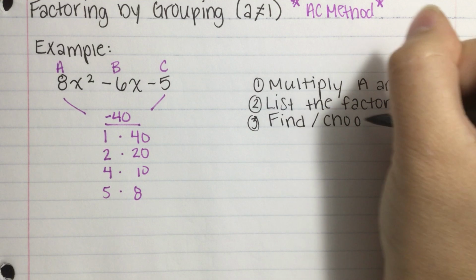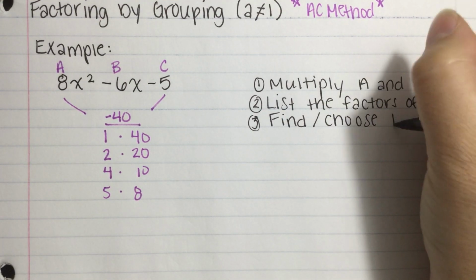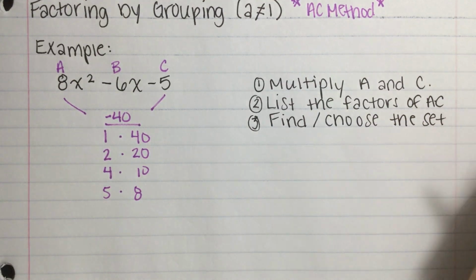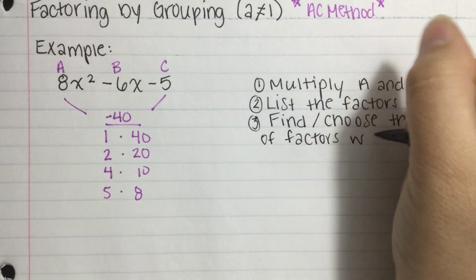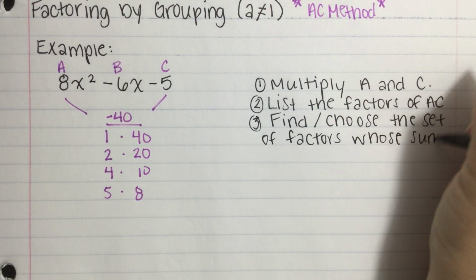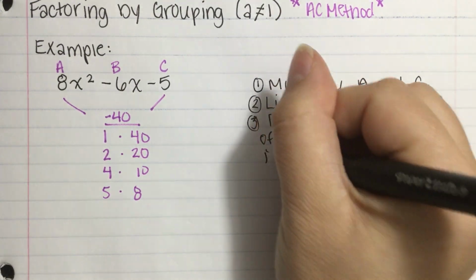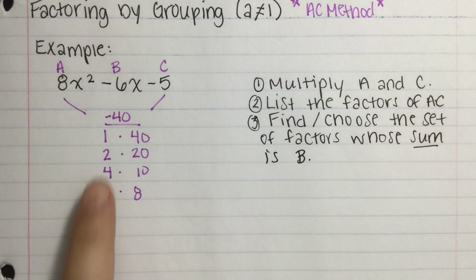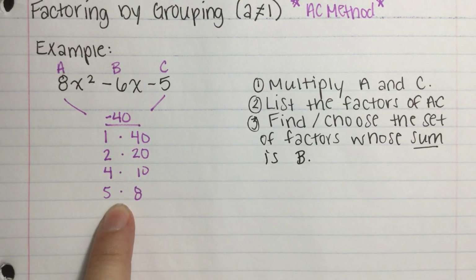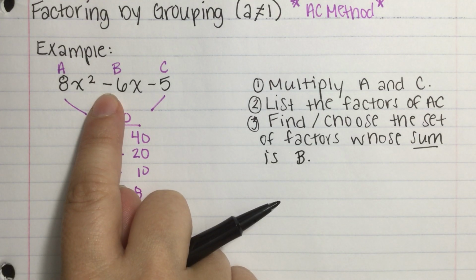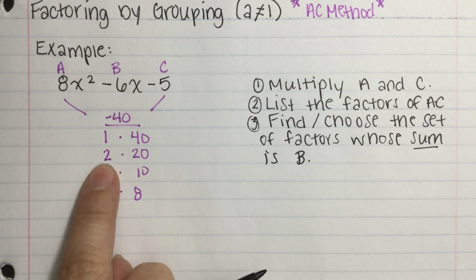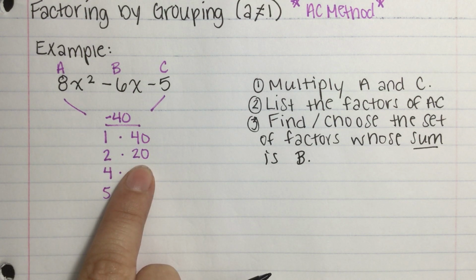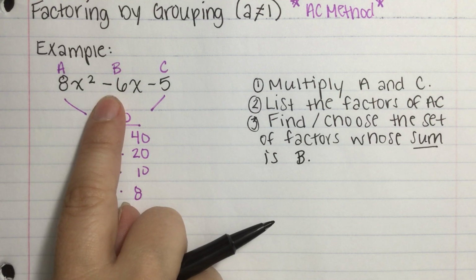Now, what we're going to do is we are going to choose the set of factors whose sum is B. So now, this is where that negative is going to have to come in, because you'll notice I only wrote these in our positives. We need our sum to be negative 6. If I look at 1 and 40, it doesn't matter if I make 1 negative or 40 negative, I will never get a sum of negative 6. Same with 2 and 20. Whether I make the 2 negative or the 20 negative, there's no way for me to make this negative 6.